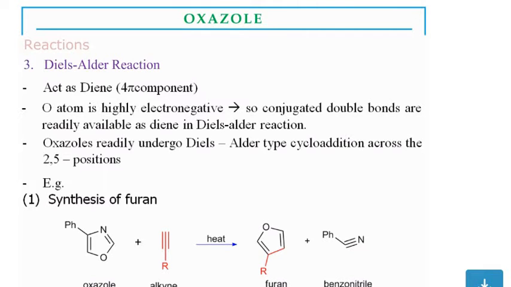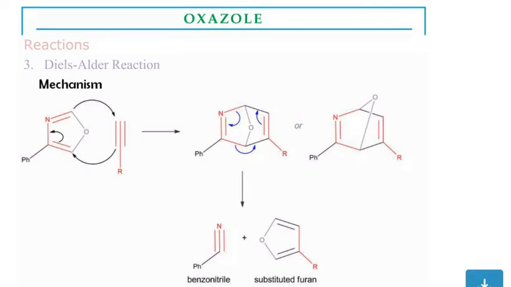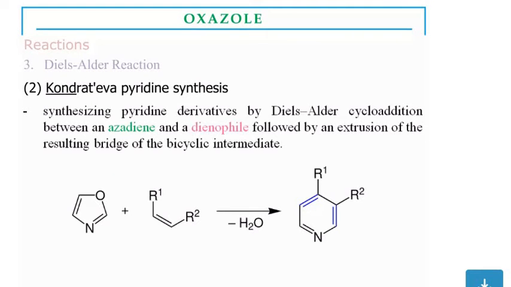The oxygen atom is highly electronegative, so the conjugated double bonds are readily available as a diene in the Diels-Alder reaction. Oxazole readily undergoes Diels-Alder type cycloaddition across the 2,5 positions. This is an example of synthesis of furan from oxazole. This is the mechanism. Now, Kondrat'eva pyridine synthesis.